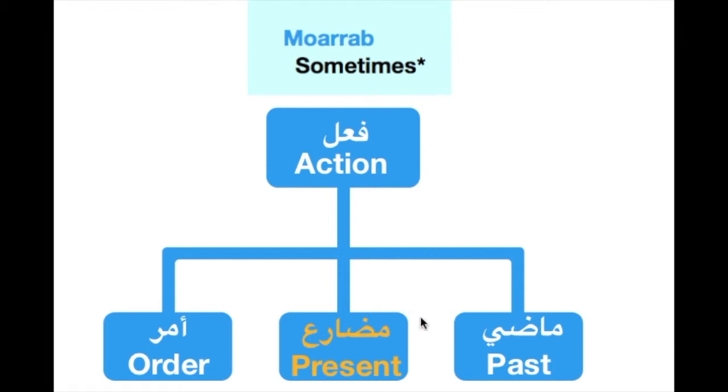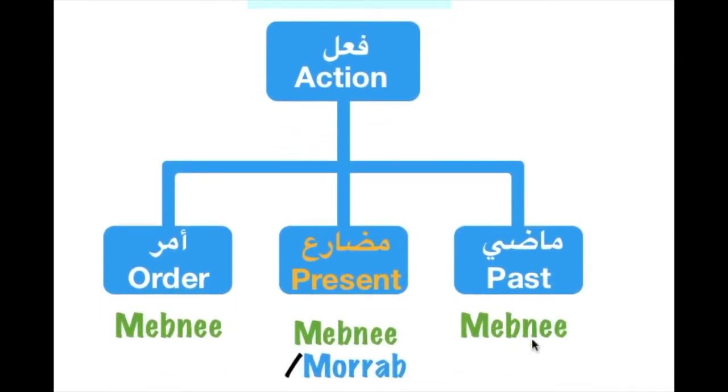Now, looking at this split, and there are only those three, we know that ماضي is always مبني, أمر is also always مبني, never معرب, and مضارع is مبني but sometimes it's معرب. So when we speak about فعل معرب, we're only speaking about the مضارع.